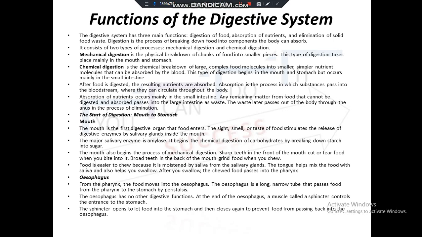The major salivary enzyme amylase, also known as ptyalin, the spelling being PTYALIN, is involved in the breaking of the carbohydrates into simpler substances. And the teeth are involved, which help in breaking or converting the food into smaller pieces, so that the surface area gets increased and the salivary enzymes can act upon it.